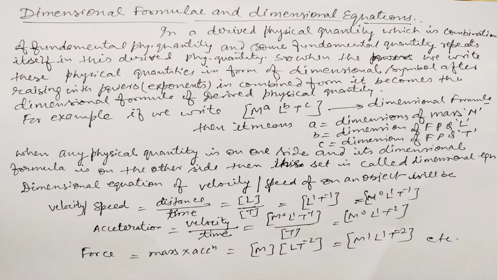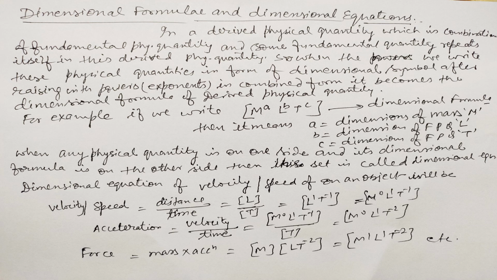So these powers or exponents raised to the fundamental physical quantity are known as the dimension of that particular fundamental physical quantity. You can see here M to the power a, L to the power b, T to the power c. So here a is the dimension of mass M, b is the dimension of the physical quantity L, and c is the dimension of the fundamental physical quantity T.